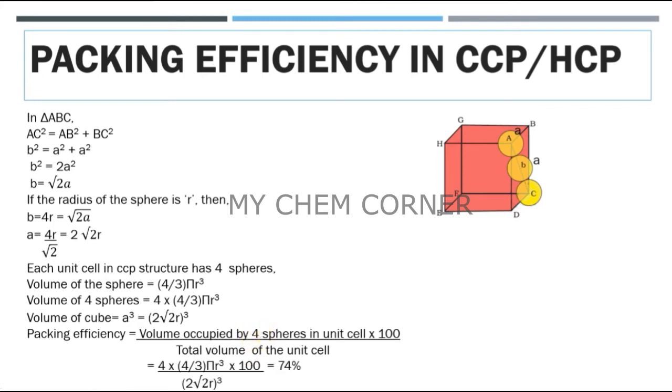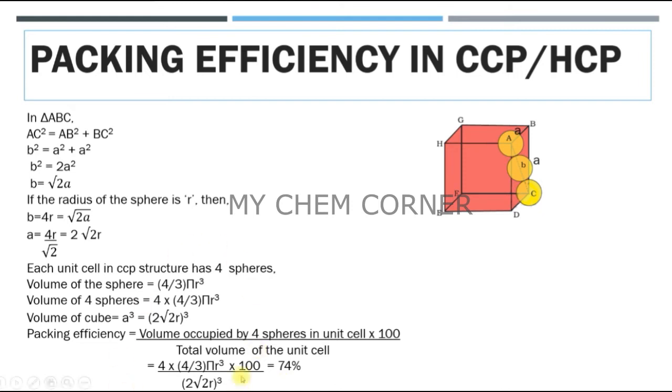So here when we substitute the values, the volume of 4 spheres is 4 into 4 by 3 pi r cube. We just wrote it here. Divided by the total volume of the unit cell, which here is 2 root 2 r the whole cube, into 100. When we simplify this, this is equal to 74%. So the percentage of packing efficiency in a CCP or an HCP is going to be 74%, the highest basically when comparing the other two.